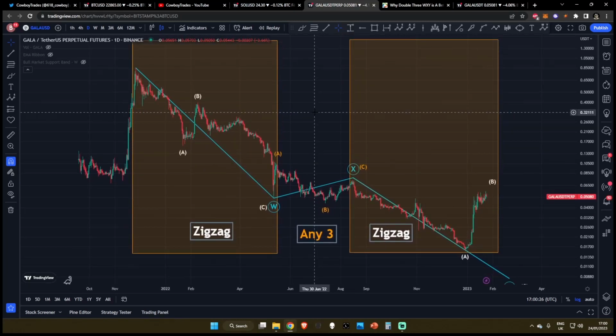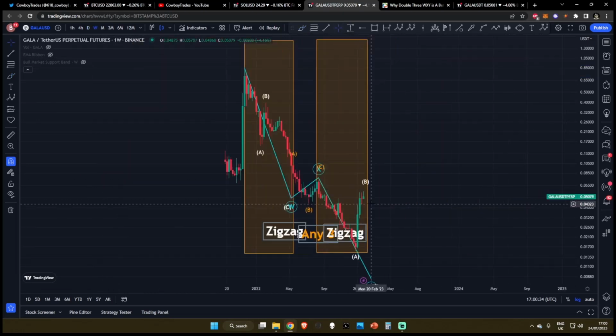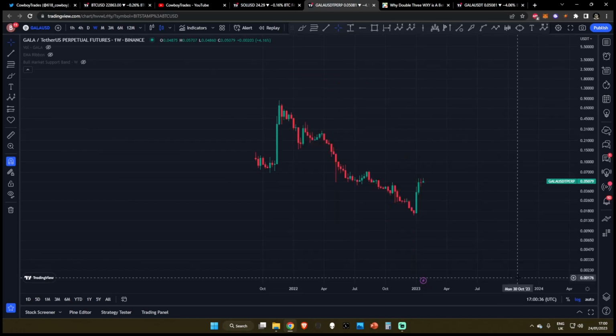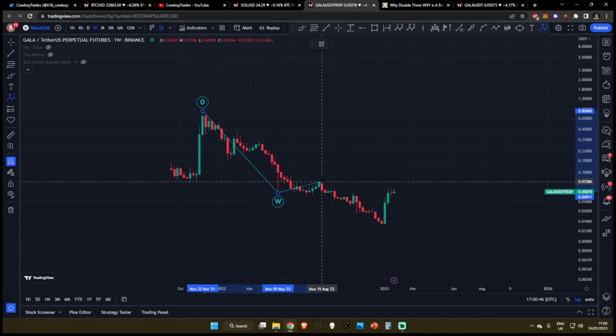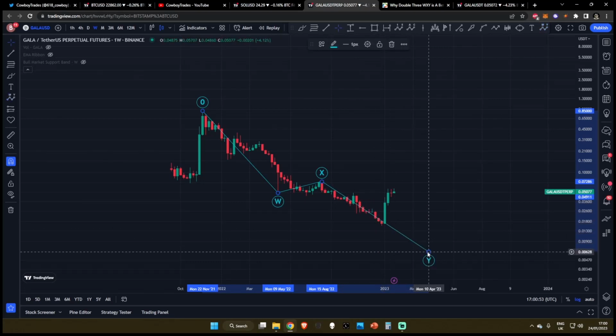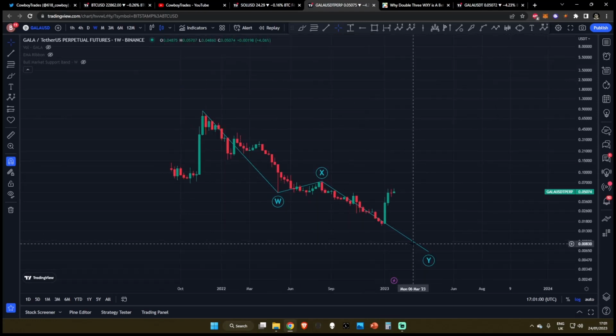This is really the nail in the coffin, the cherry on top of the cake. But as you can see here, Gala Games topped out. And if we're looking on the weekly time frame, this is probably the best way to draw this. If we come over here, you can see we topped out right here. You finished your first ABC structure down here. You finished your second ABC structure here, which was an any free. Before, this was a zigzag. This is an any free. And according to Elliott wave theory, according to this WXY pattern, after we've topped out at X, there should be another ABC pattern down to Y.